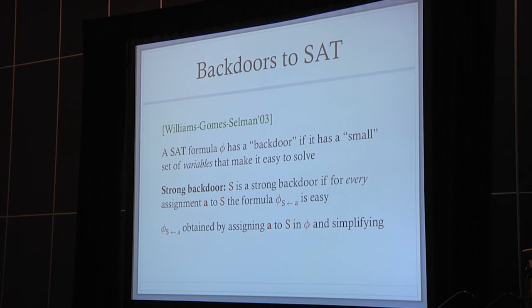So what happens when I take a subset of the variables and assign some values to them? The formula simplifies, right? A clause which has a yes in it will become satisfied. And if the literal is no in it, you basically throw it away. So what this strong backdoor is saying is that once I assign to these variables, the resulting formula is easy. Okay, what does easy mean? It depends on your set of easy instances. Whatever you think you can solve well, that's easy. So this should hold true for every assignment to S.